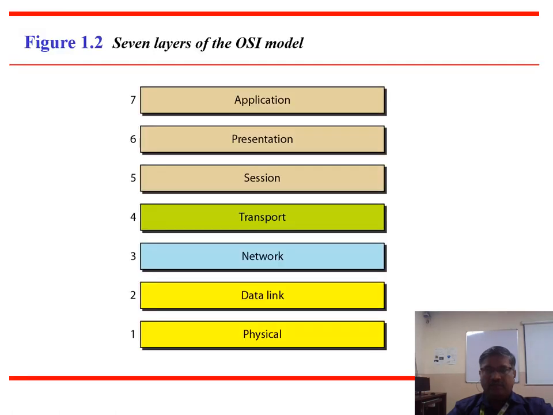In this slide, we are seeing the 7 layers of the OSI model. From the bottom, we can see the physical layer, the second layer is data link, the third is network layer, the fourth is transport, the fifth is session layer, the sixth is presentation, and the last, topmost one is application layer. One by one, we will see them in detail.